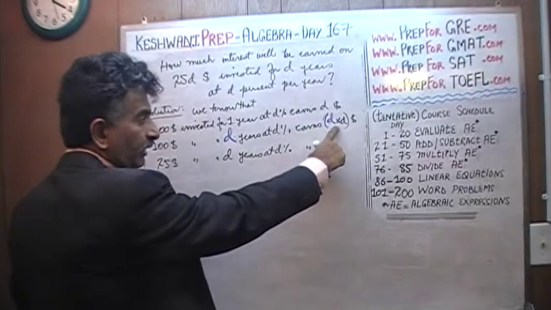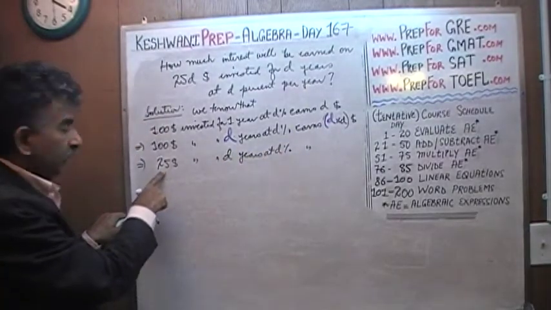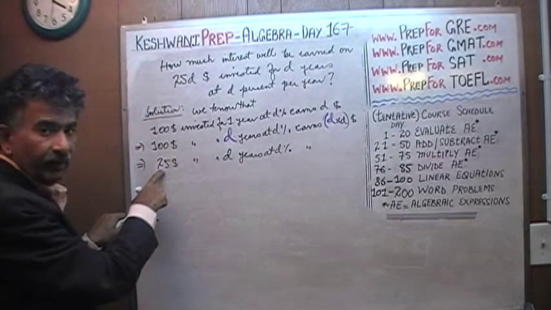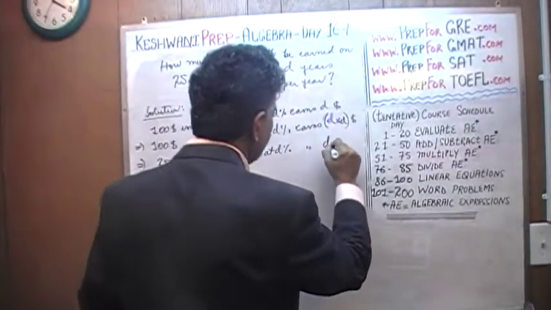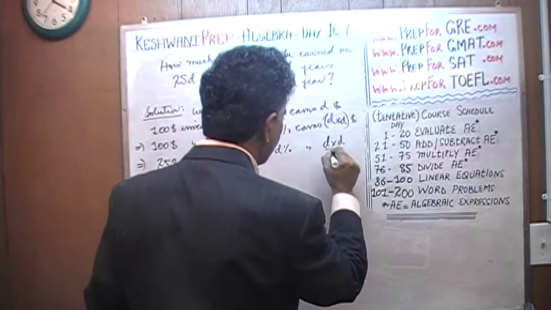Why 1/4 of this money? Because we are investing 1/4 as much money. Instead of $100, we are investing $25. 25 is 1/4 of 100, so instead of earning D times D, we'll earn D times D over 4.